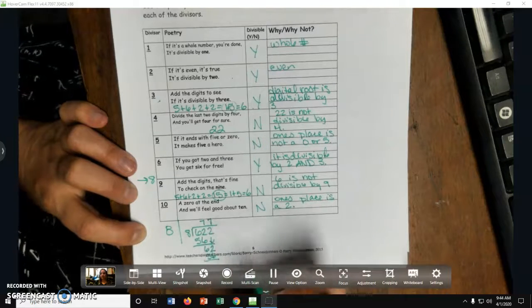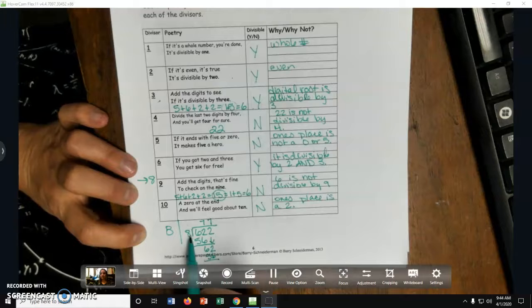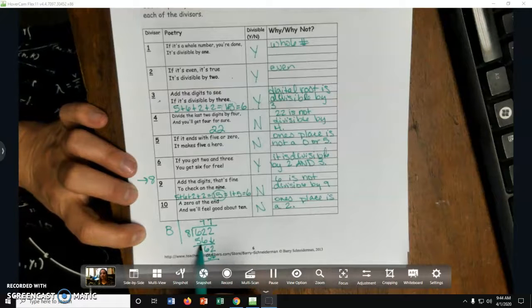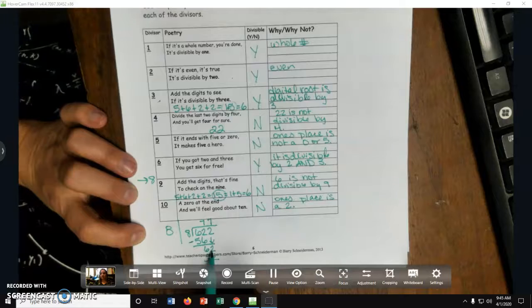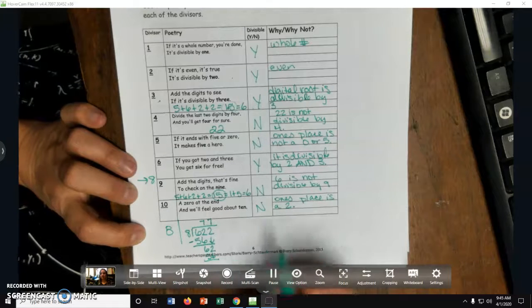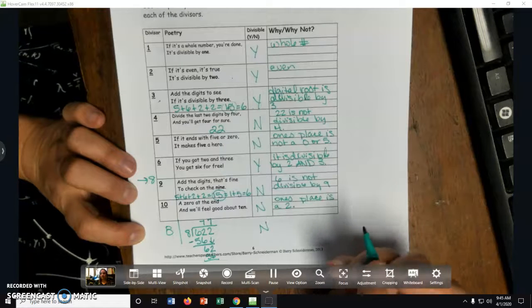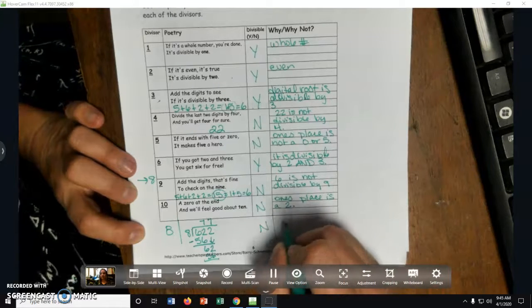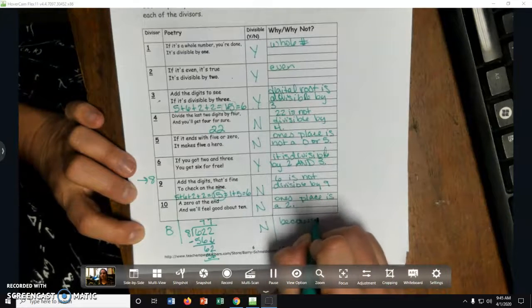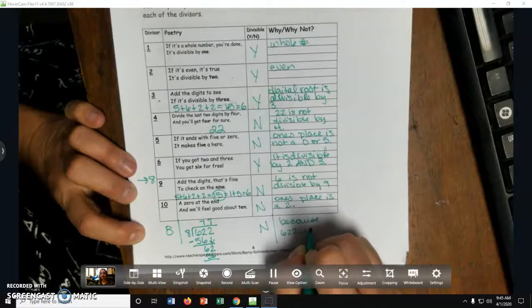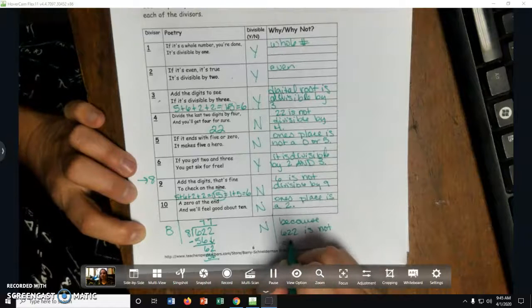This is going to be repeating. So 8 went into 62 7 times. We got 56. Subtract. Those are 6 apart. And bring down the 2. Does 8 go into 62? Yes, 7 times. So does it go in evenly? No. Okay, and why? You could say because 622 is not divisible by 8.